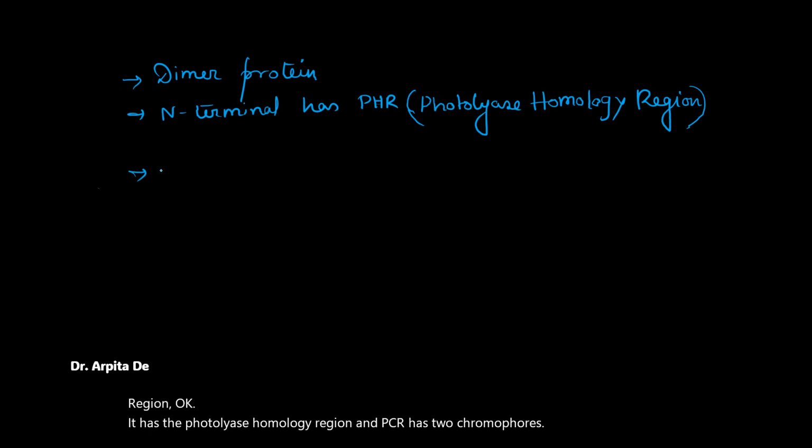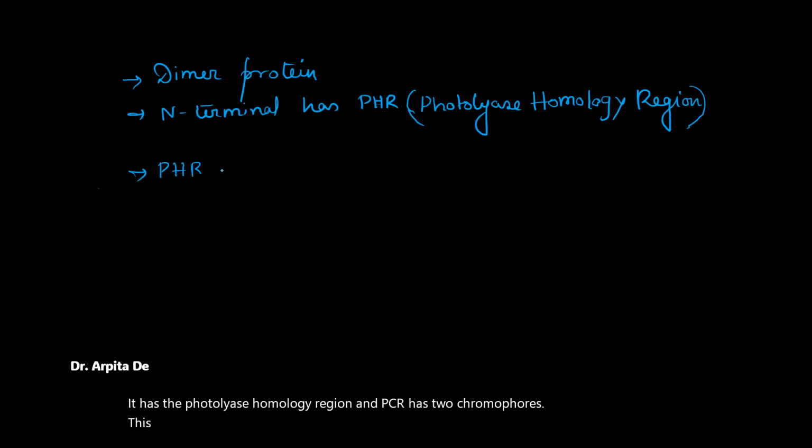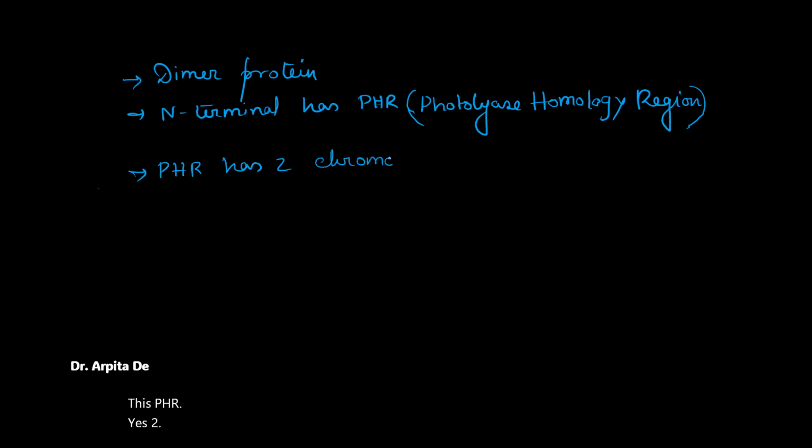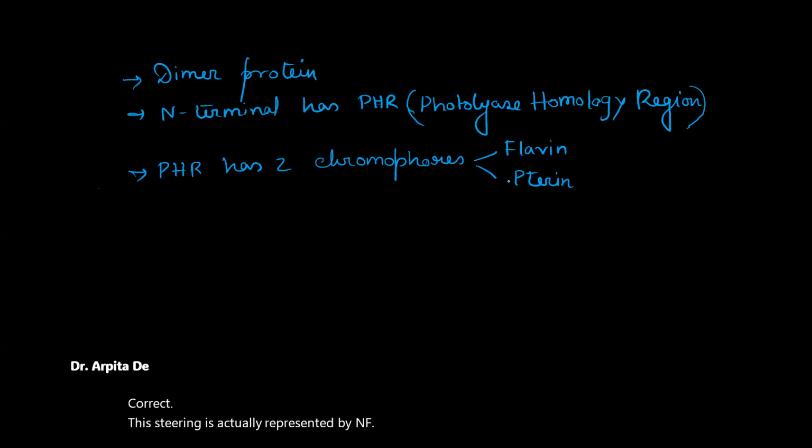This PHR has two chromophores. They are what? Flavin, pterin. I had discussed this earlier, right? Flavin, pterin. Correct? This pterin is actually represented by MTHF, which is methenyl tetrahydrofolate, right?